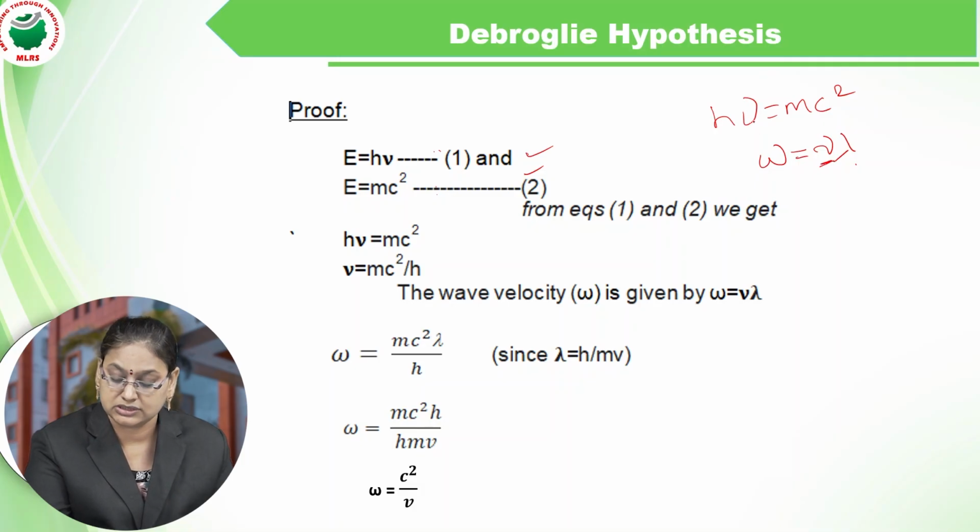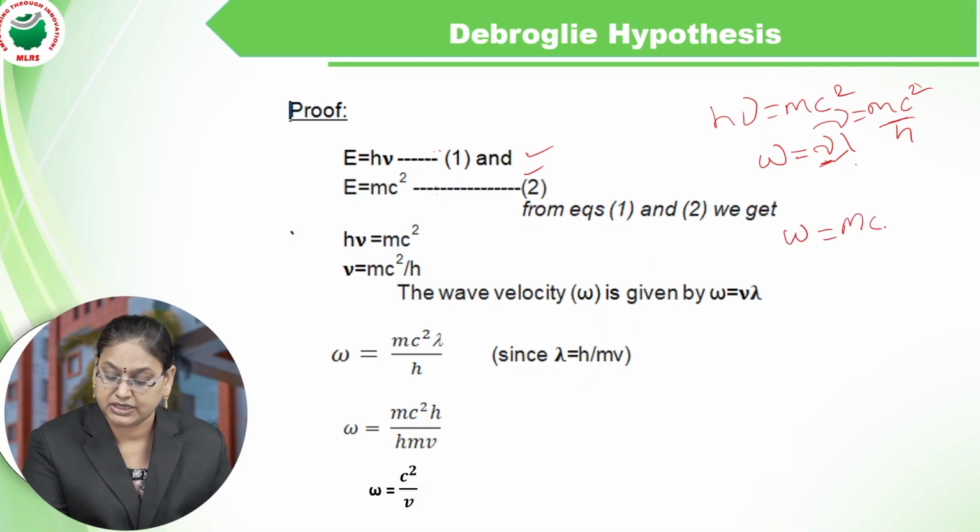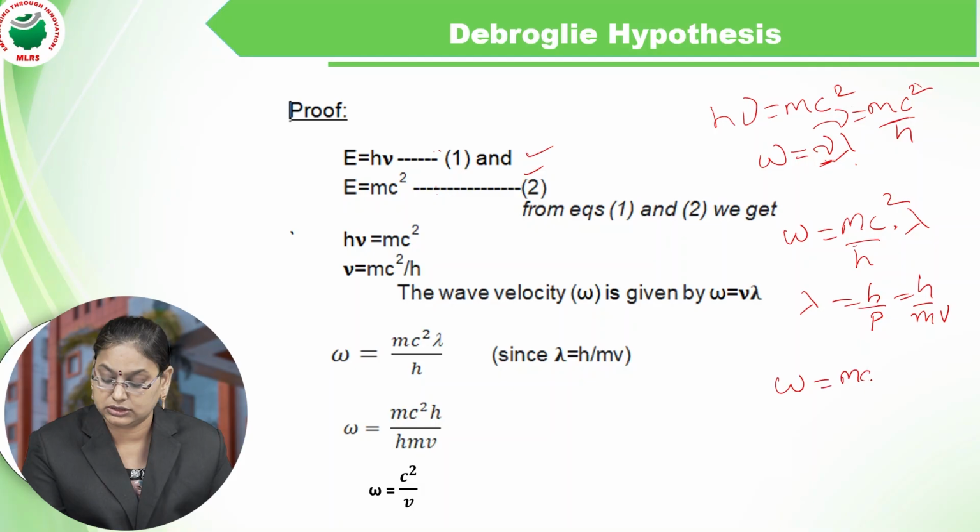Now, what is the value of nu from this equation? We get nu is equal to mc square by h. In the place of nu, we can substitute mc square by h. Therefore, omega is equal to mc square by h into lambda. Lambda is equal to h by p, or h by mv. So in the place of lambda, we substitute h by mv. Omega is equal to mc square by h into h by mv.